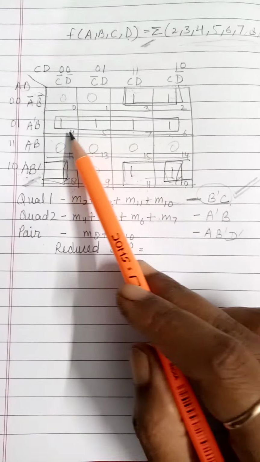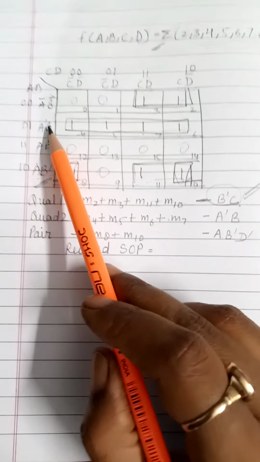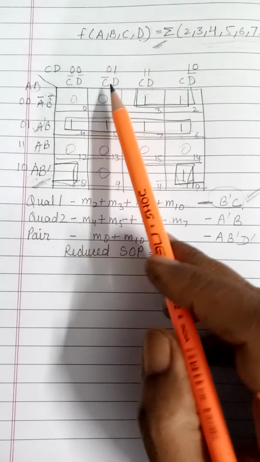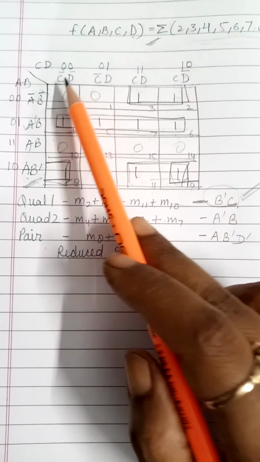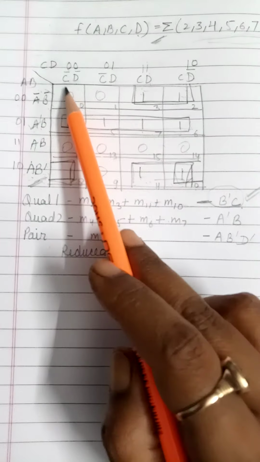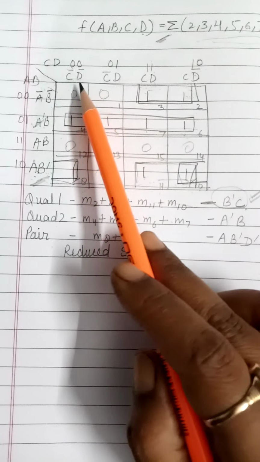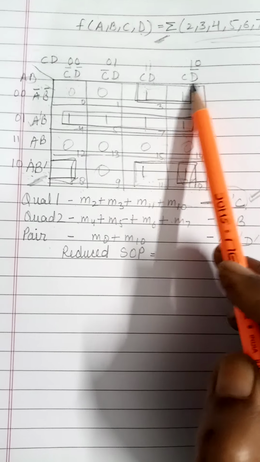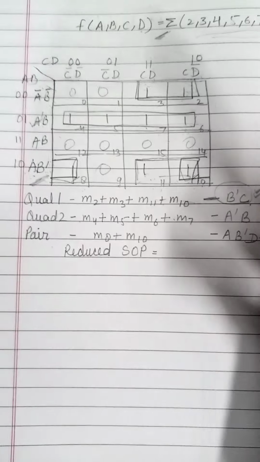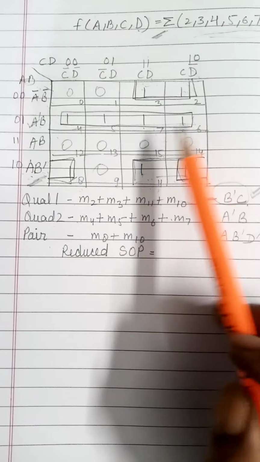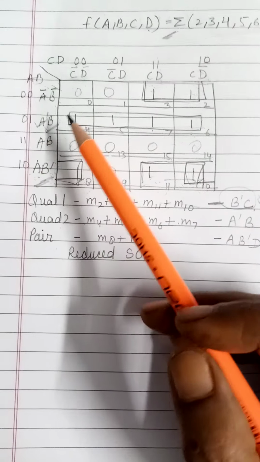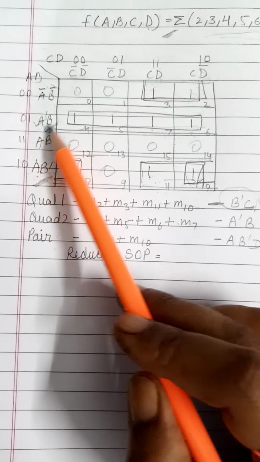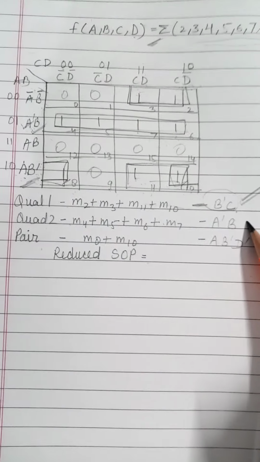Similarly, quad 2: only this row is involved and all the columns are involved. So C is changing its state, here C bar, here C. D is also changing its state. As all four columns are involved, they must be changing their state. So only this one is left. Only one row is involved, so A bar B. This will be the answer.